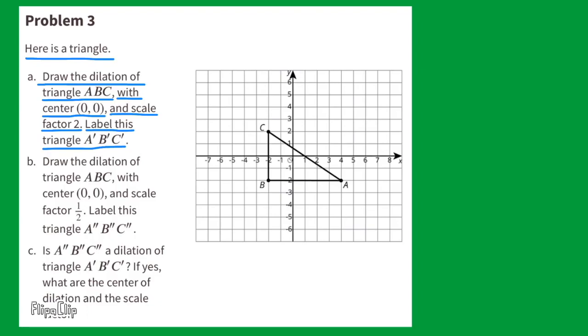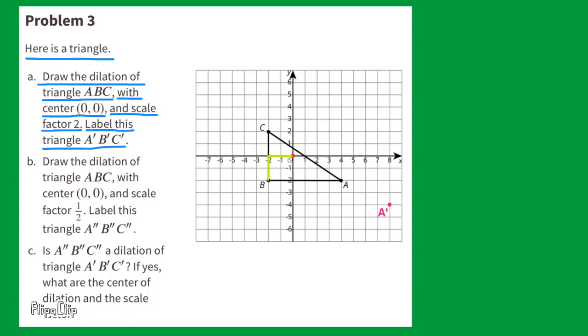First, I will identify the coordinates 0, 0 as the center. And next, I'm going to find the distance A is from the center point. 4 to the right and 2 down. And since this is a scale factor of 2, I need to go 4 to the right and 2 down to find the point for A prime. Repeat the process for the other points.